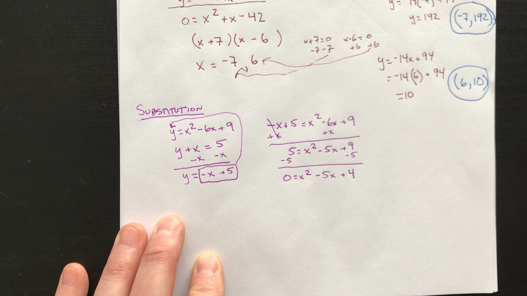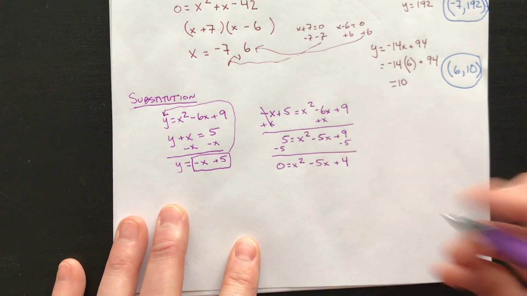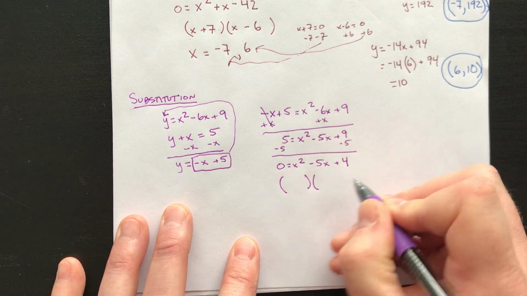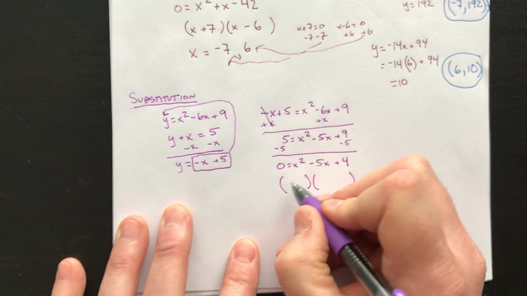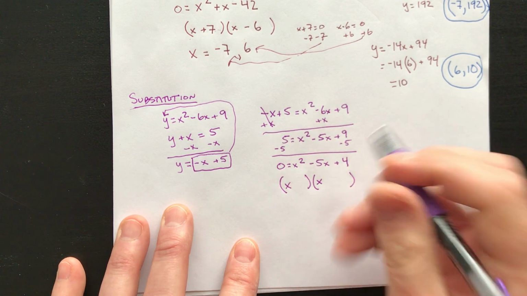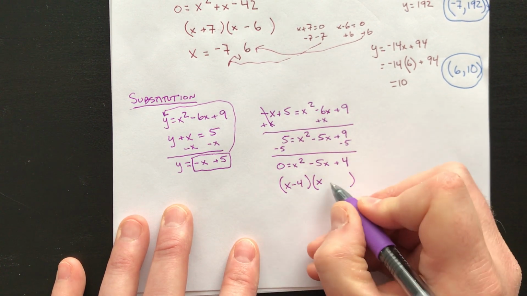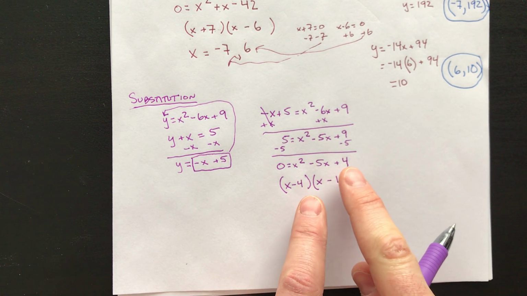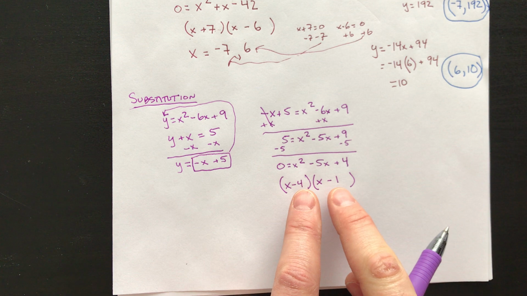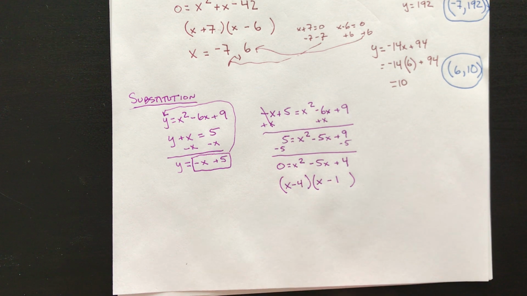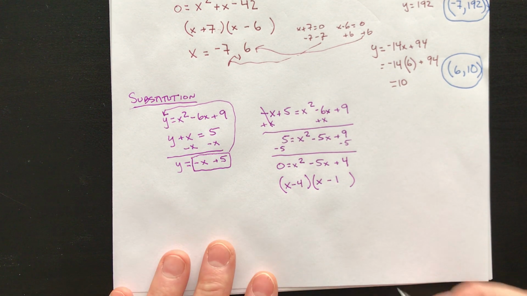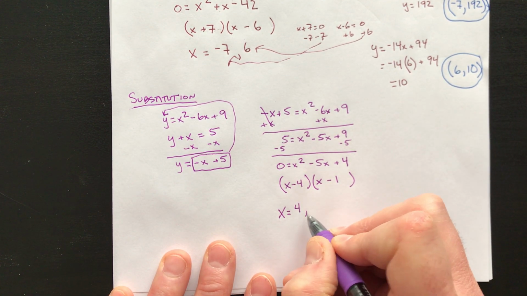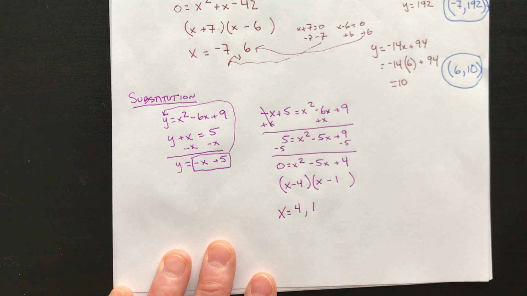All right, I can already see where these factors are going. I'm going to factor this quadratic. Get those bad boys out. x, negative 4, negative 1. Because a negative 4 times negative 1 will give us a positive 4. Negative 4 plus negative 1 will give us the negative 5. Good to go? So x is going to be equal to a positive 4 and a positive 1.